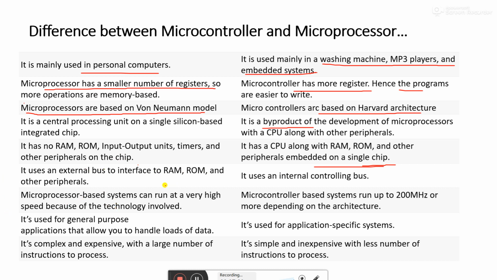In a microcontroller, RAM, ROM and other peripherals and the controlling bus are all on a single chip. A microprocessor can run at a very high speed, which is an important thing. Because of its high speed it is used for large applications. It is used for general purpose applications, while the microcontroller is used for specific systems. The microprocessor is complex and expensive, while the microcontroller is simple and inexpensive in nature. These were the differences between the microcontroller and microprocessor.